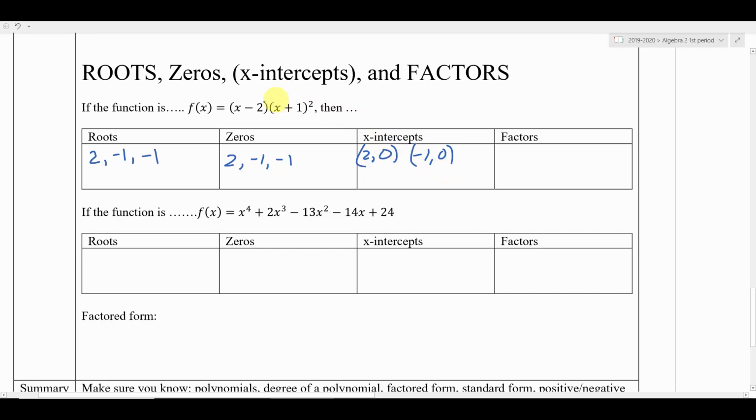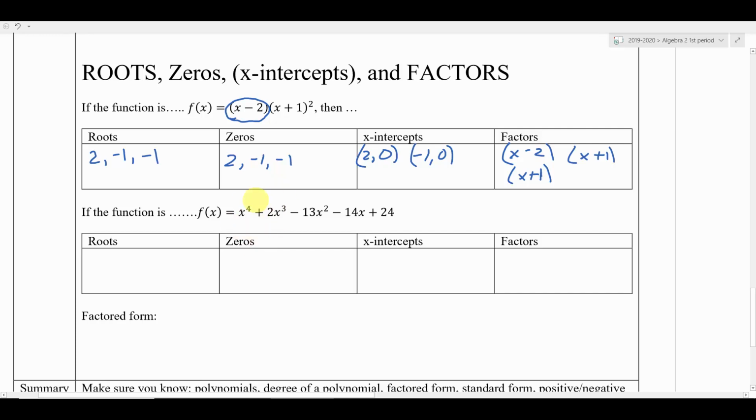And if you look at the graph of this thing, there's only one x-intercept at negative 1, 0. So we don't need to list it twice, right? Then the last box over here, factors. Factors are these entire parentheses themselves. So we do have a factor of x minus 2, and we have another factor of x plus 1, but there is 2 of those factors, so we would say x plus 1 twice, right?